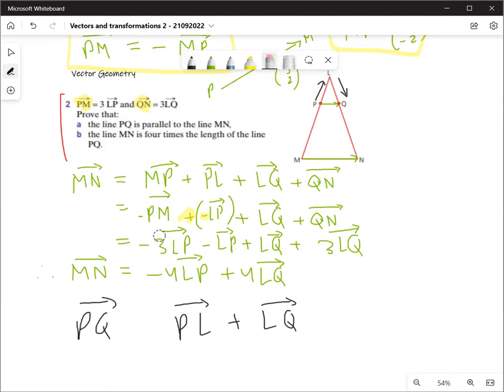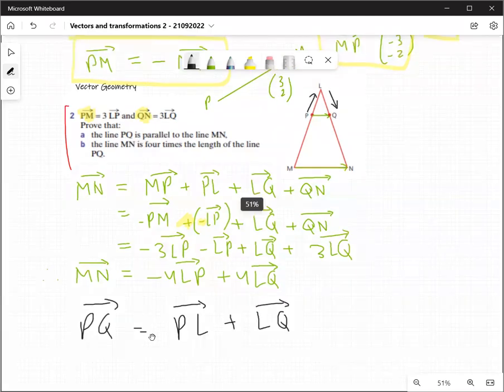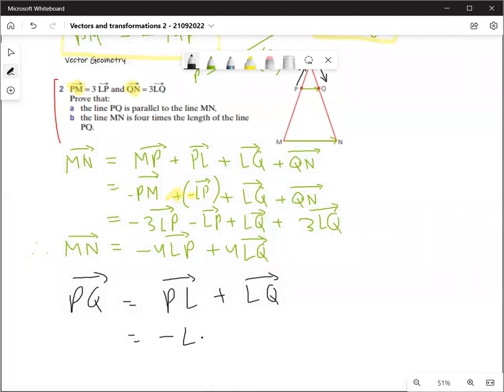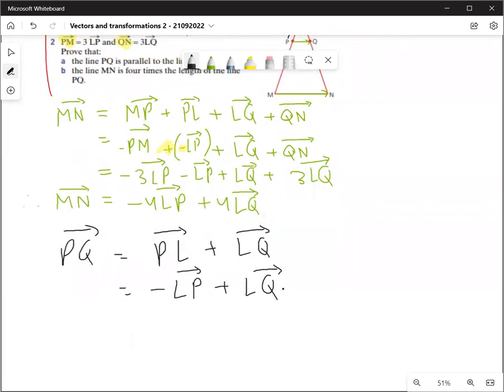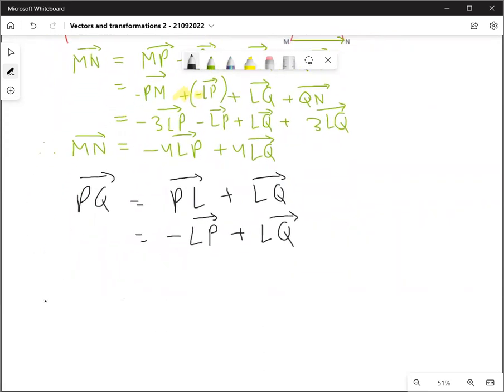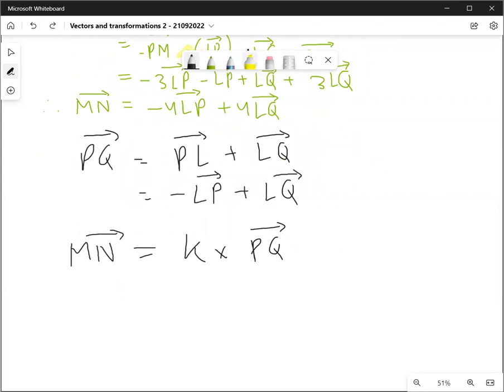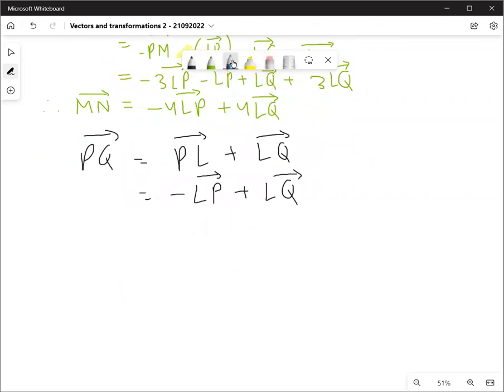Any doubts here? Next, I can replace PL with minus LP. That's in the question. And LQ stays LQ. So the answer is, now let's check, is MN K times PQ? That's the question. Third step. I'm going to give it a different color for you. So MN must be K times PQ.